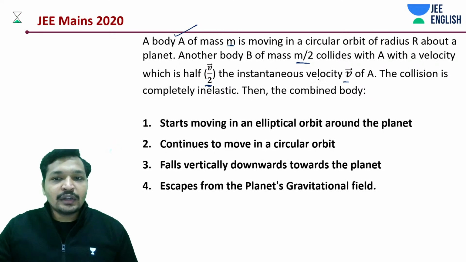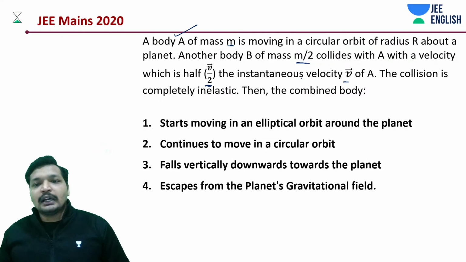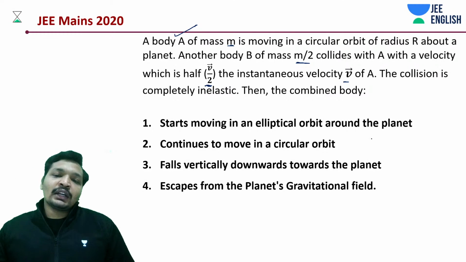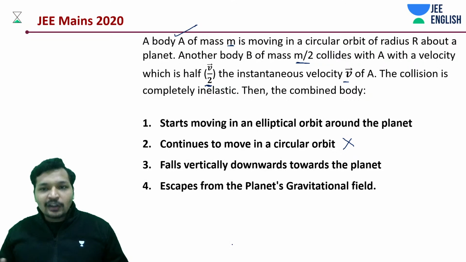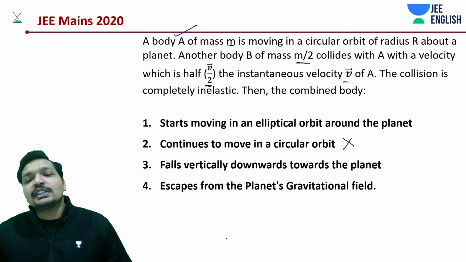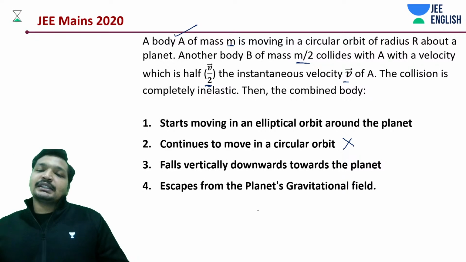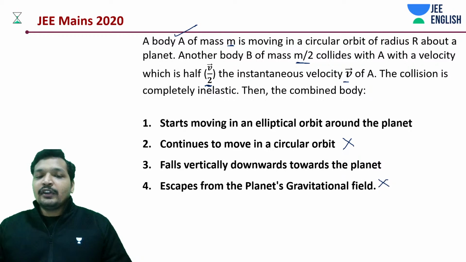Of course, that is not going to happen anymore, because v is the velocity using which it is rotating around the planet. That means it cannot continue to move in a circular orbit. If the velocity is not good enough to move in a circular orbit, of course it cannot escape the planet's gravitational field either, because generally that is √2 times the circular orbit velocity.